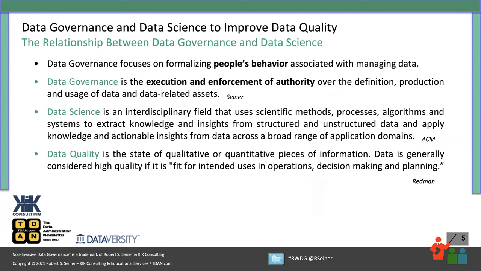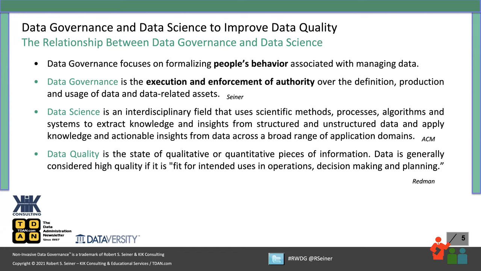But the first thing we want to talk about is the relationship between data governance and data science. One of the things that I talk and write about all the time is how data governance really focuses on people. In fact, somebody told me many years ago, we should call it people governance instead of data governance, because we're really governing people's behavior. In the definitions I'm sharing with you of data governance, data science and data quality, you'll notice there's a behavioral aspect to each one. When I say that data governance is the execution and enforcement of authority, that comes down to people's behavior and how they act with data.